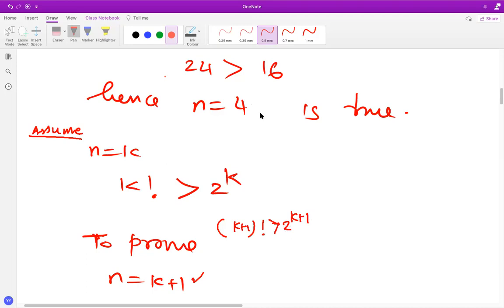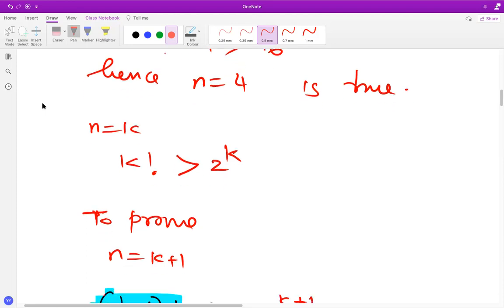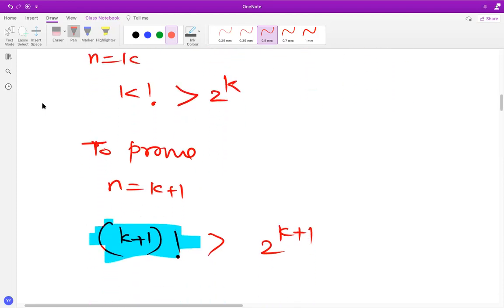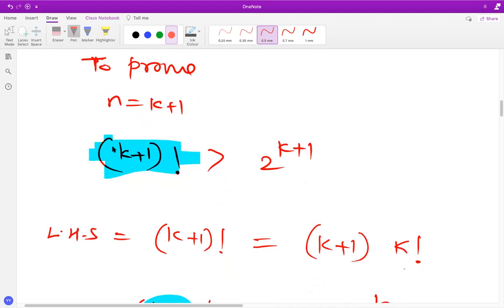Now, whenever you're doing an inequality induction, you should always start with the left hand side. So I'm going to take the left hand side, k plus 1 factorial, and try to make use of the result which we assumed to be true: k factorial is higher than 2 raised to k. This was the assumption statement, and I have to make use of it somehow.